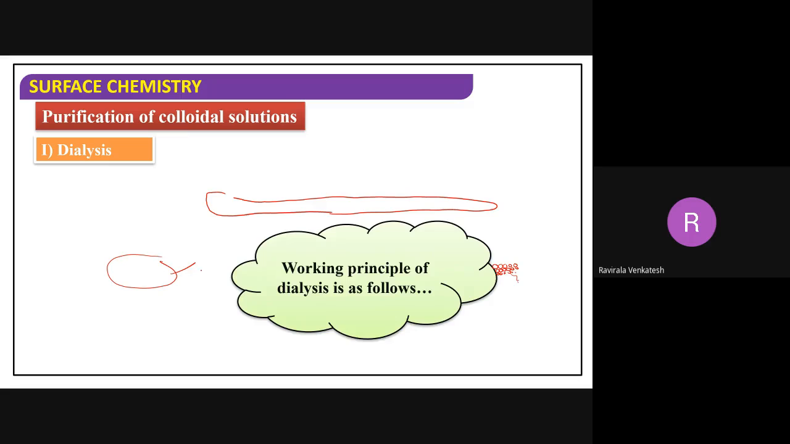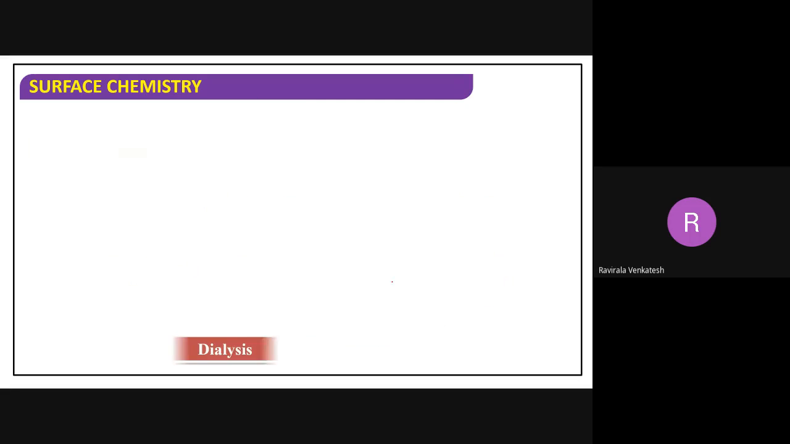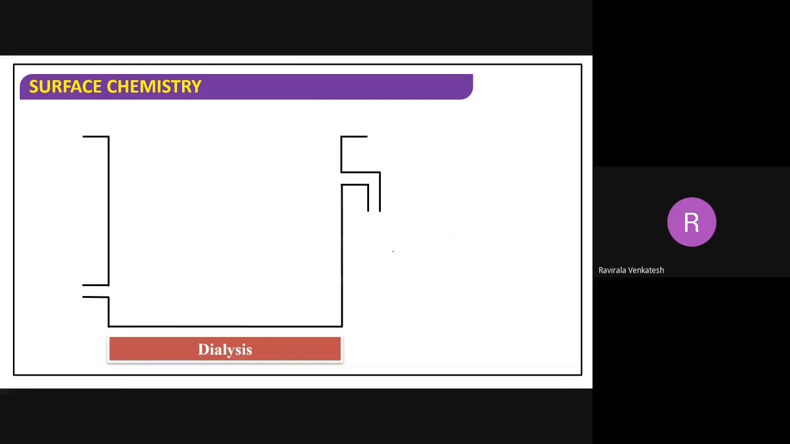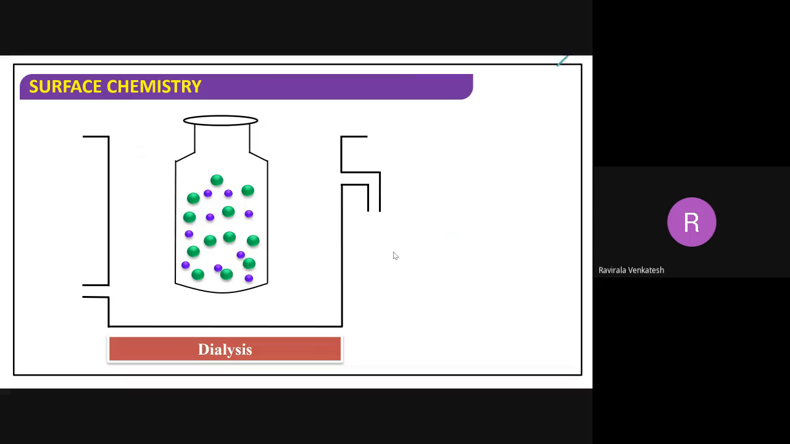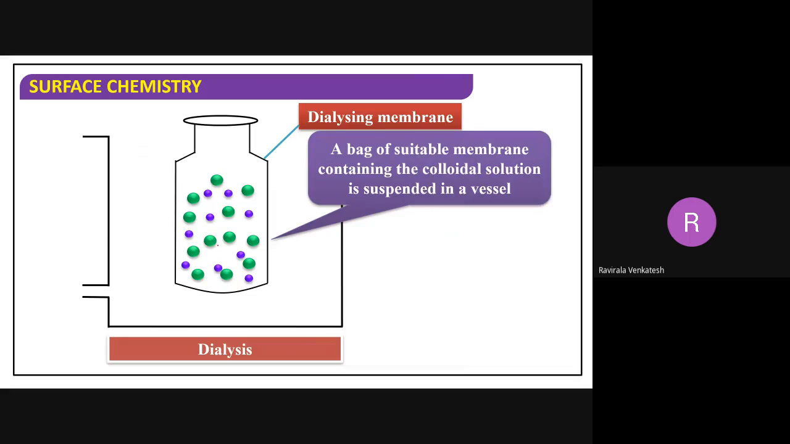So how does the working principle of dialysis take place? If we take this experiment here, this is the dialysing membrane we are using. It may be an animal membrane or parchment paper. Inside this you have the colloidal solution, which you take in the vessel. This is the vessel you have, and in this vessel, what?